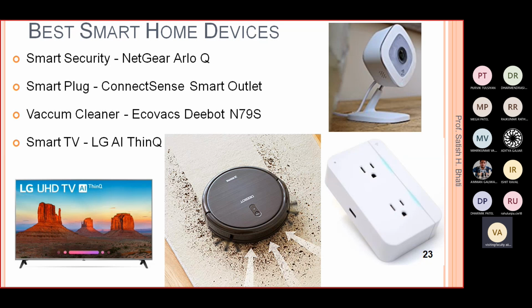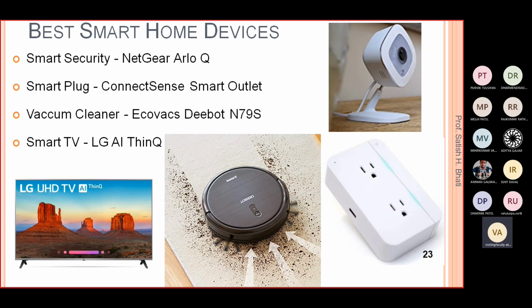Then the Ecovacs Deebot N79S, right. So that's a vacuum cleaner that works by your voice, like you give the command and it will work, right. Then the smart TV, so LG AI ThinQ, it's a kind of smart TV, right. So what a smart TV is was already discussed. So this is about smart homes.